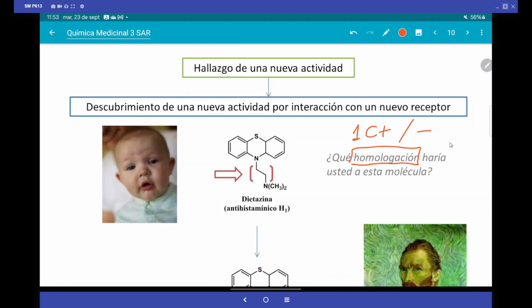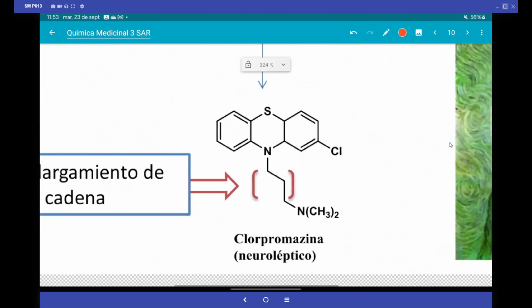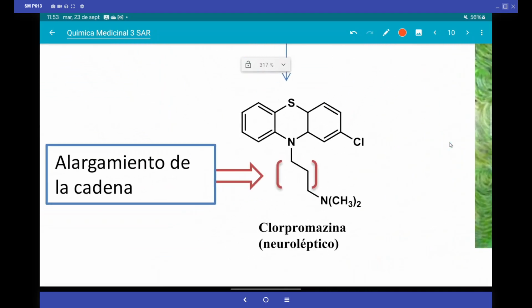Homologation means lengthening or cutting, putting or removing carbon. Then they did it, lengthened the chain, but the antihistamine activity was lost and a new one was achieved. Nothing more than by modifying an atom in the structure, it stopped being antihistamine and became anti-dopaminergic.